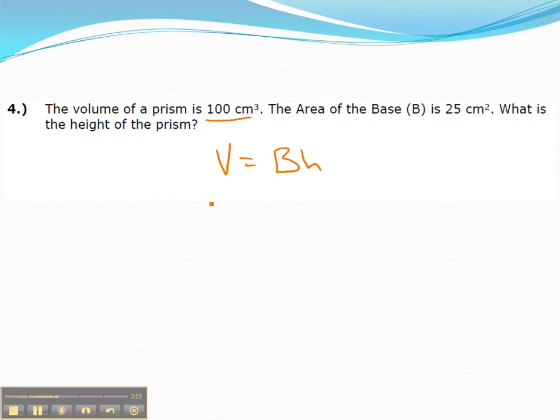If the volume is given to us and it's 100, and the area of the base, big B, is 25, 100 equals 25 times some height. So what must the height be? The height must be 4 centimeters.